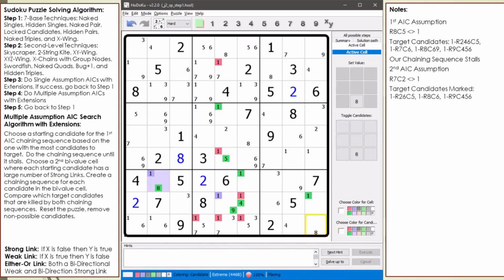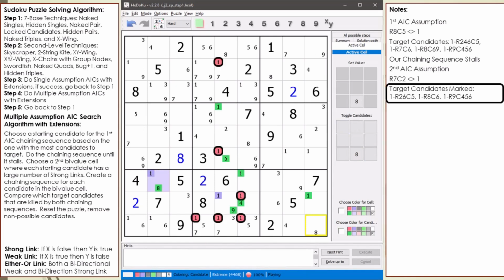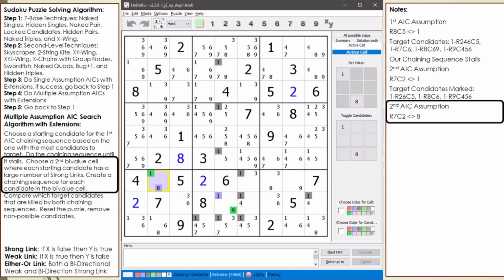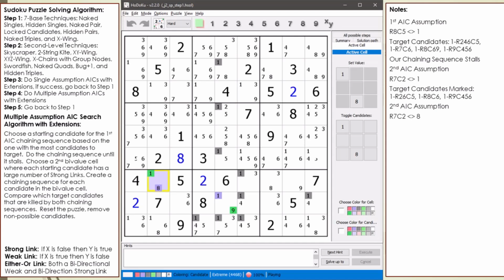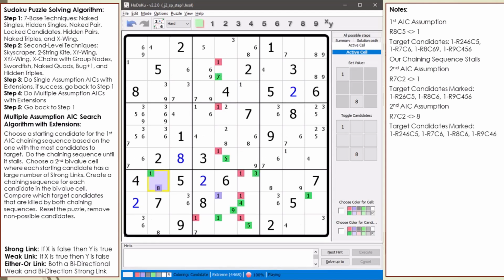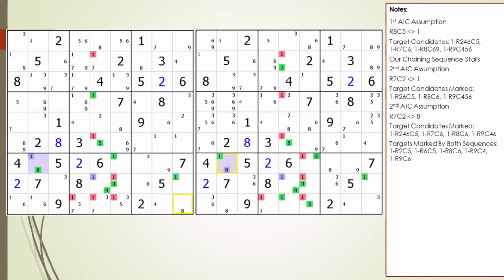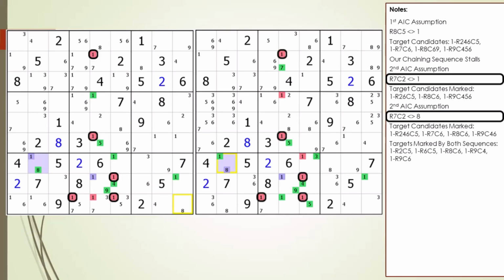Here is the resulting chaining sequence. We record the target candidates marked in red in our notes. I've reset the puzzle and we do a second chaining sequence with the second assumption by assuming cell 7,2 is not equal to 8. Here is the resulting chaining sequence. We record the target candidates marked in red in our notes. Next, we compare the results. We note which target candidates were marked in red by both chaining sequences.